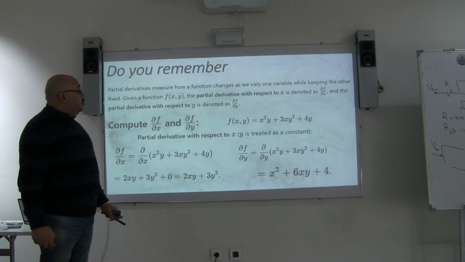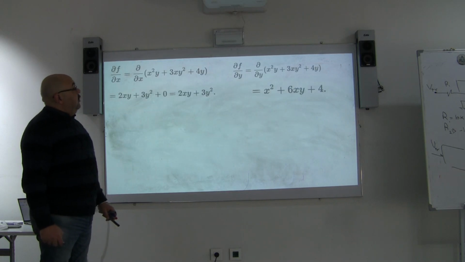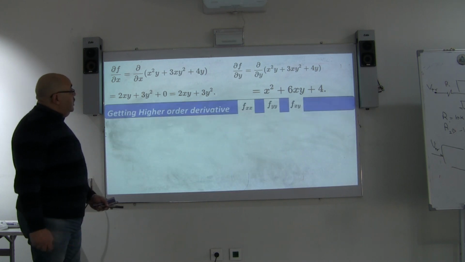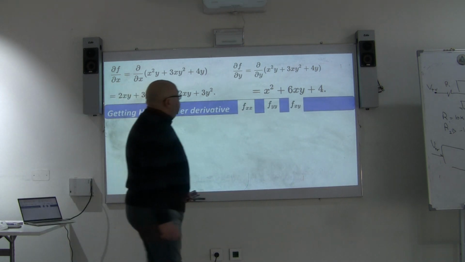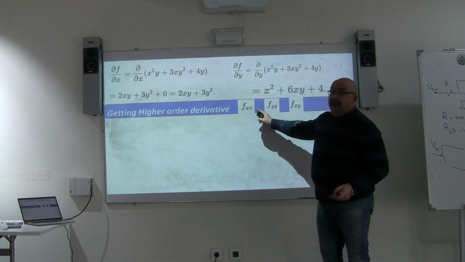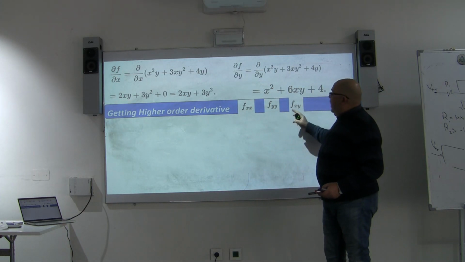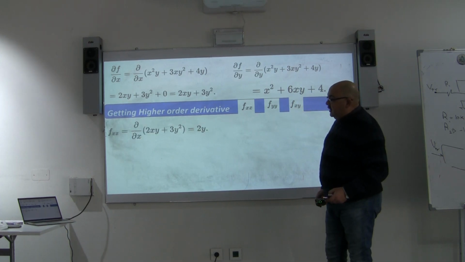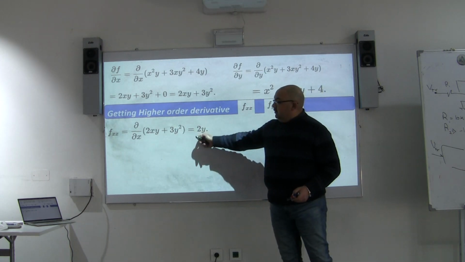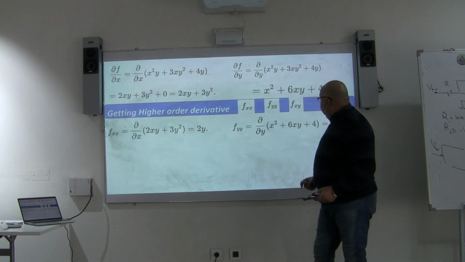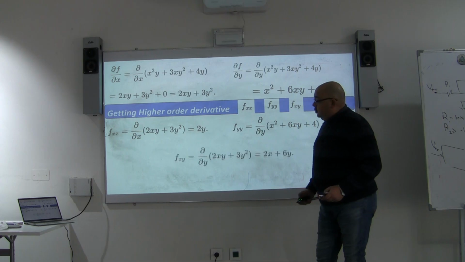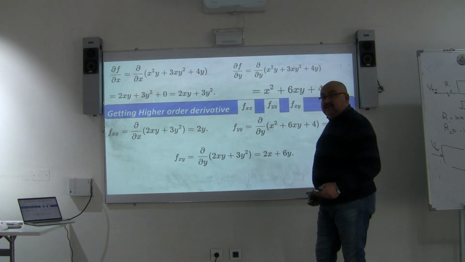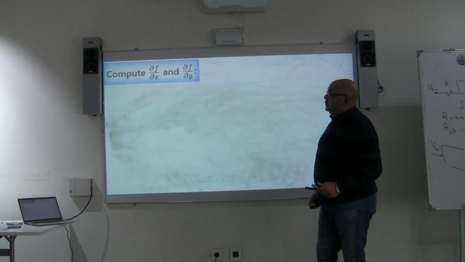That's the partial derivative of this function, which is x squared. If I want to continue, as you can see, I can get the second derivatives with respect to x and with respect to y. That's the second derivative in x, and that's the second derivative in y. And also for the mixed derivative, it's 2x plus 6y, exactly as we did.